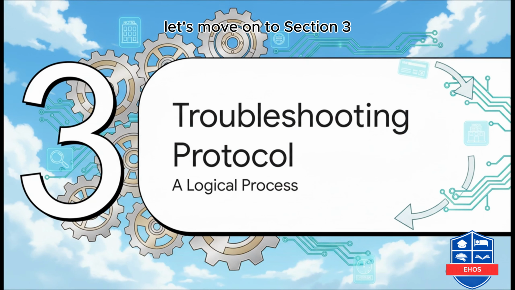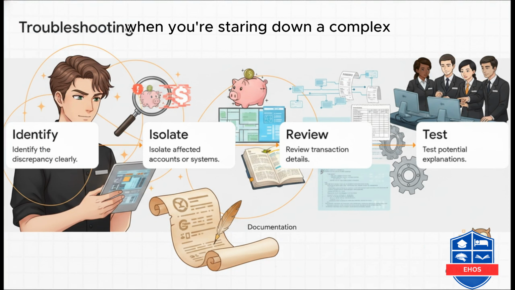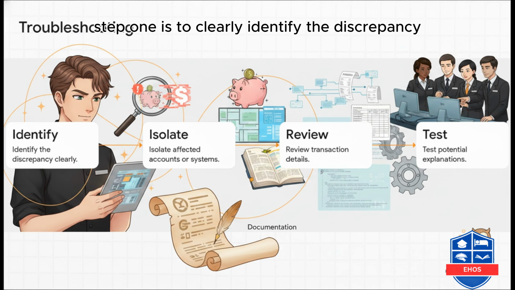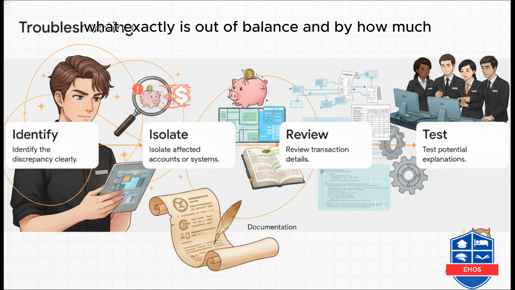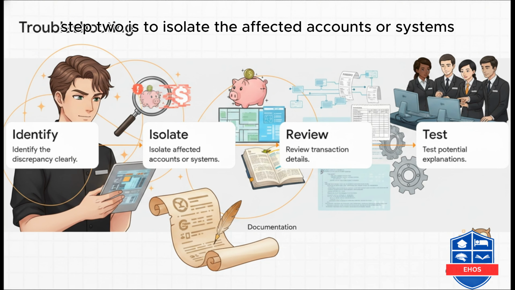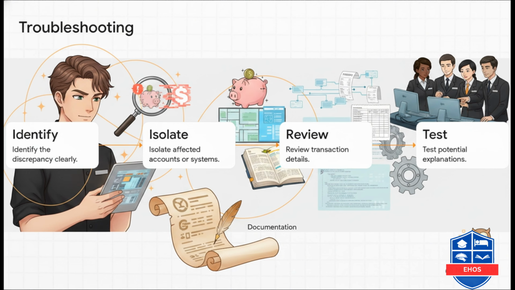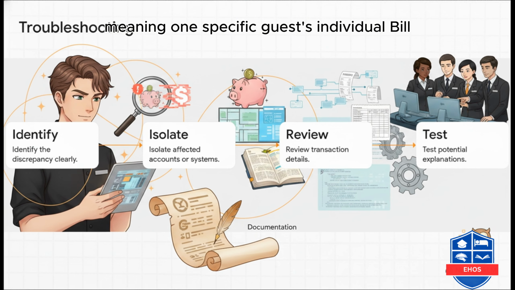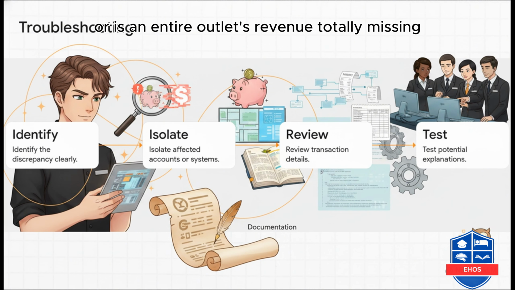Let's move on to Section 3, Systematic Troubleshooting Protocol. When you're staring down a complex financial discrepancy at 3 a.m., panic is your absolute worst enemy. A structured approach is your best friend. Step 1 is to clearly identify the discrepancy. What exactly is out of balance, and by how much? Step 2 is to isolate the affected accounts or systems. Narrow down the scope. Is this isolated to a single guest folio, meaning one specific guest's individual bill, or is an entire outlet's revenue totally missing?